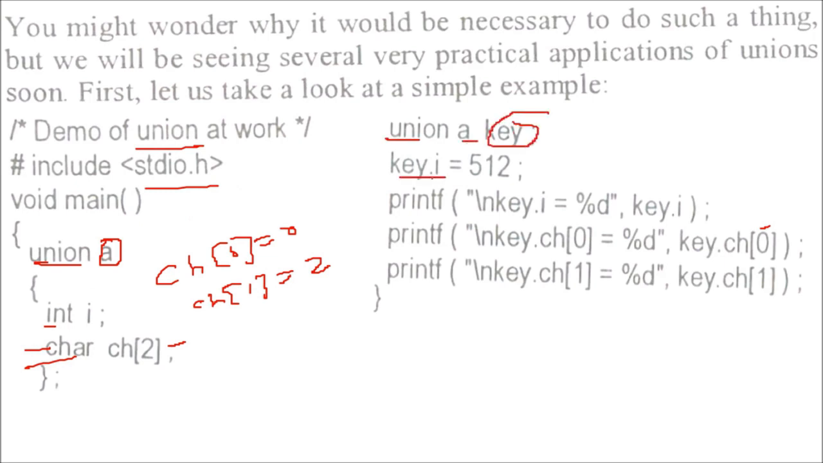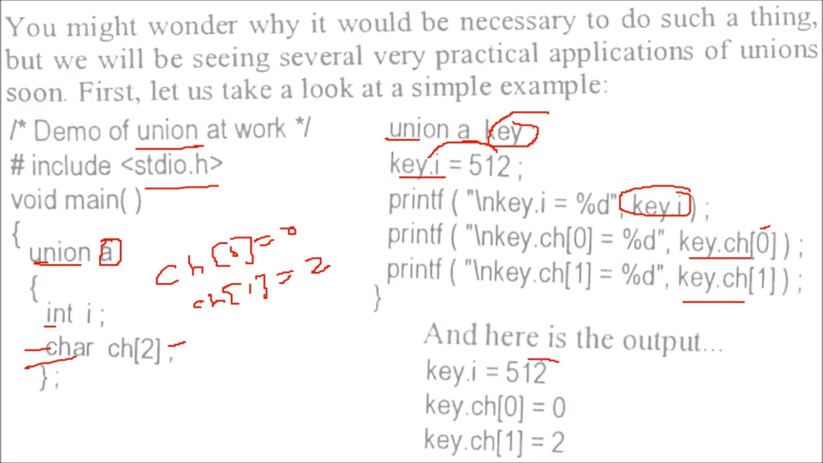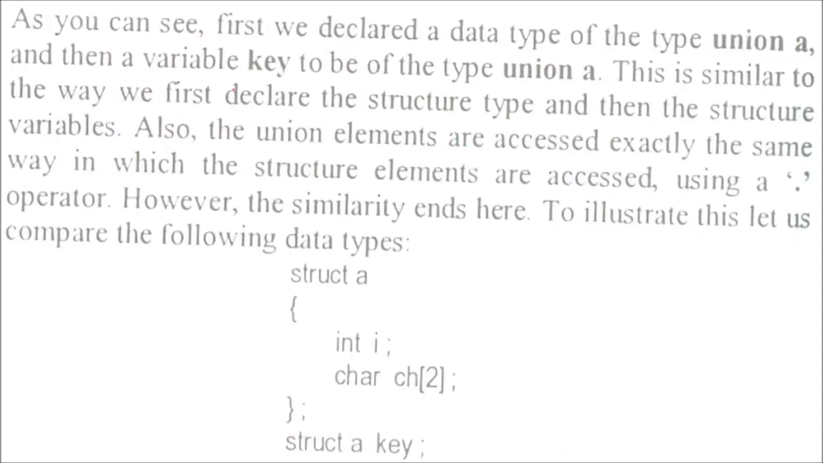Now when we say key.i and you assign some value, it is all fine. And if you want to print it, you can print key.i. And when you want to print the character, key.ch0, key.ch1, as I just suggested, 512 has been assigned to this i, and 0 and 2 we have assigned to ch0 and ch1, so they will be printed. So first we declared a data type of type union A. Then we had a variable key of the type union A.